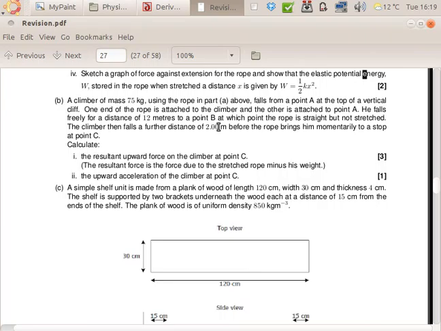A climber of mass 75 kilograms using the rope falls from A at the top of a vertical cliff. One end of the rope is attached to the climber, the other end is attached to A. He falls freely for 12 meters to point B, and then the rope is straight but not stretched. Then he falls a further 2 meters. Okay.